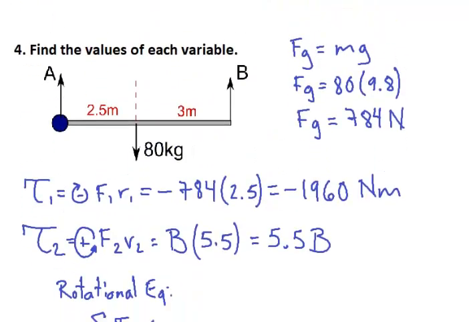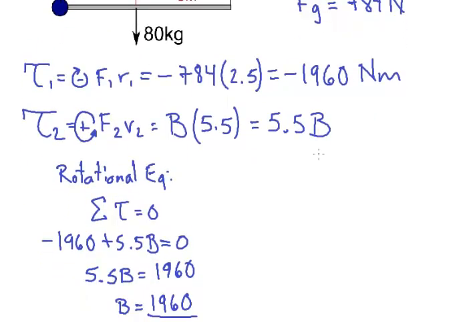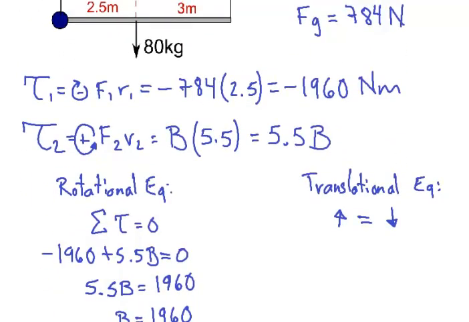How do I find A? Since A is nullified when we're talking about torque, we need to make a translational equilibrium analysis. So that's what we're going to do. Translational equilibrium. Being in this case upward forces equal downward forces. I have two upward forces, which are A and B, and I have one downward force, which is 784. So A plus B must be equal to 784.